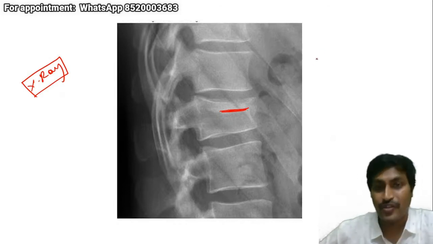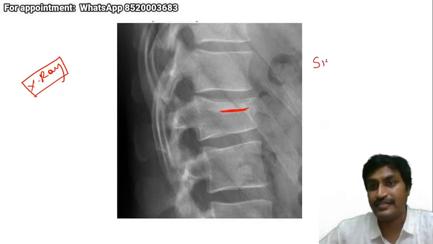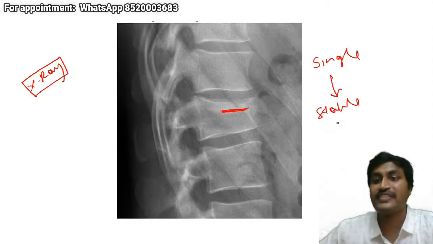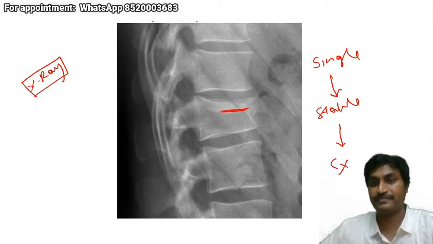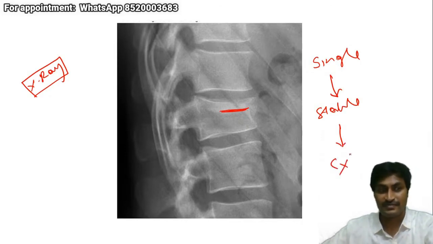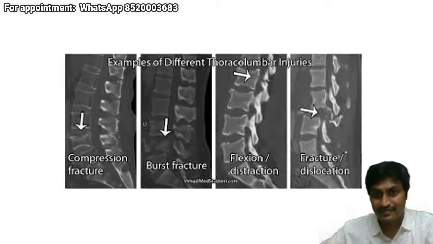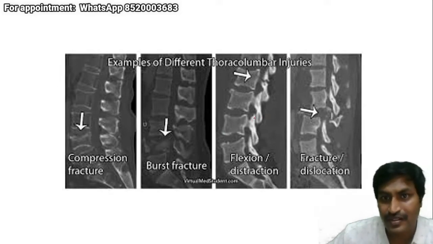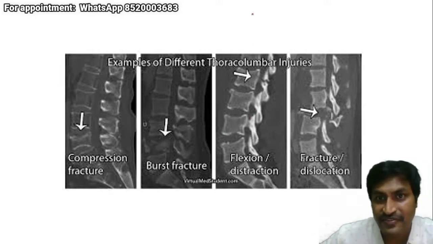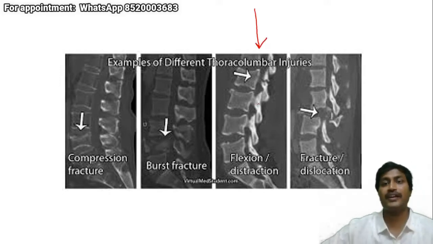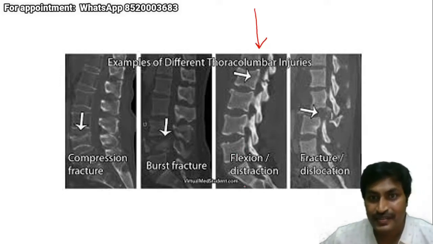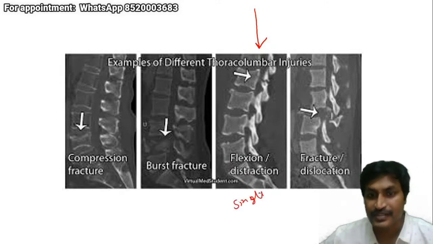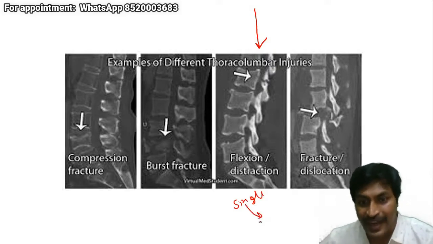Yeah, you are right. If it's a single column fracture, so this is a stable fracture, and the patient can be managed conservatively. This is actually a CT scan, but let us see this one. Can you identify what this fracture is? Single column or two column or three column? Yes, what you have said is right. This is a single column fracture. So again, this requires conservative management.